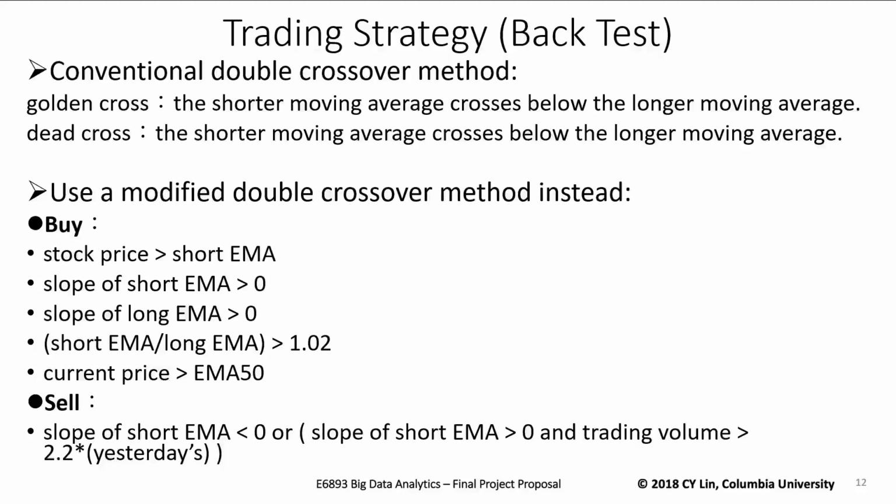And for stock selling, we sell when the slope of the short EMA is less than 0, or when both the slope of short EMA is greater than 0 and the trading value is 2.2 times greater than yesterday. This means that we sell when there is a pullback in price or when there is a surge in value.